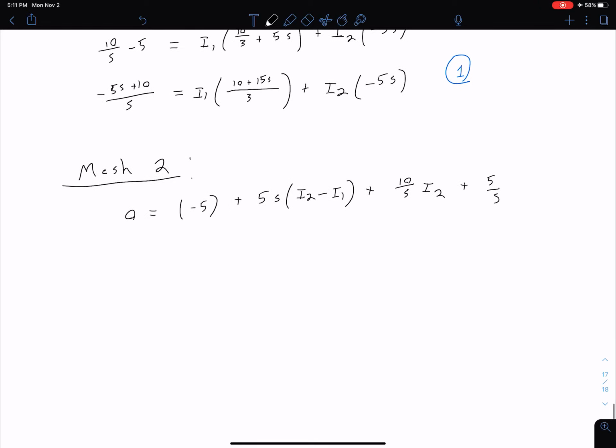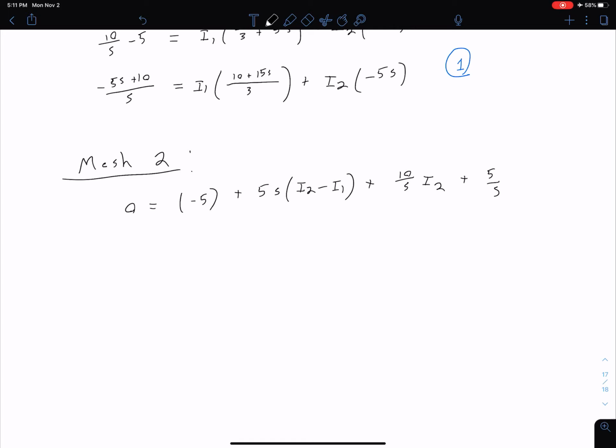So again, we can collect terms on the left side that do not have any I1 or I2 terms, so that's going to be a minus 5 over S plus 5, and then collecting terms on the right side, we have I1 times negative 5S plus I2 times 5S plus 10 over S.